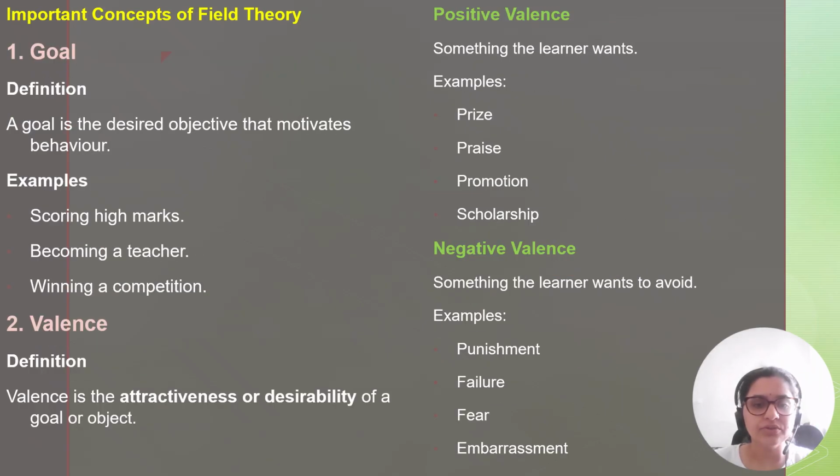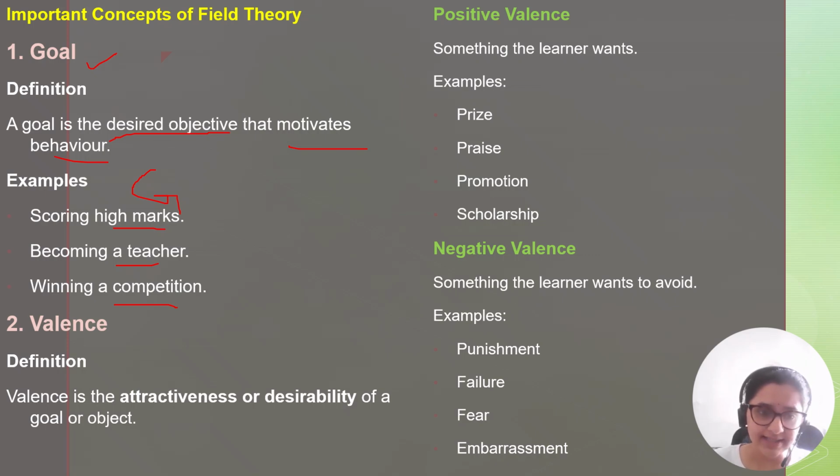So the main concepts of this field theory are, first, goal. Goal is the desired objective or the aim of that particular person which motivates his behavior. Scoring high marks: high marks is the goal. Becoming a teacher: teacher is the goal. Winning a competition: competition is a goal.